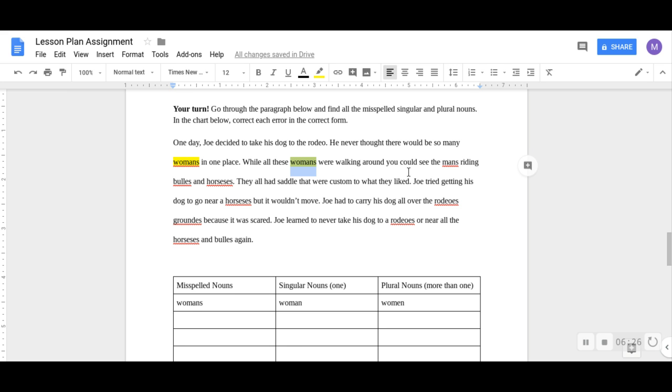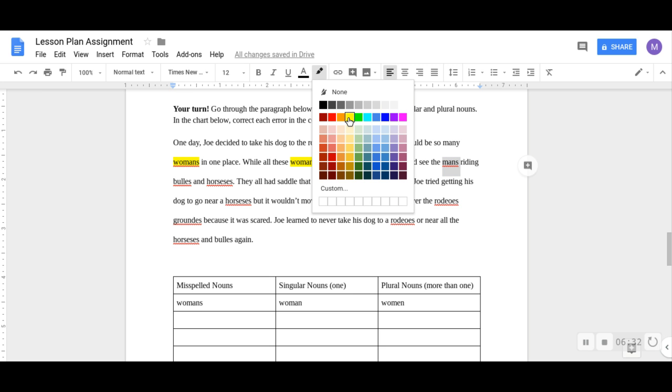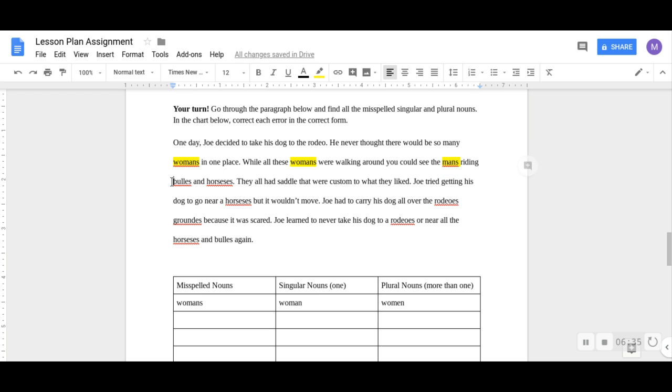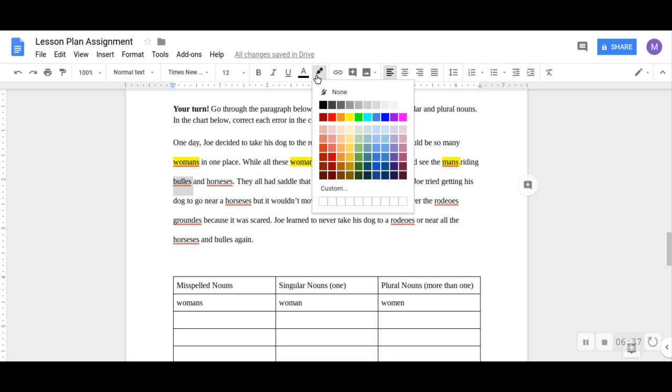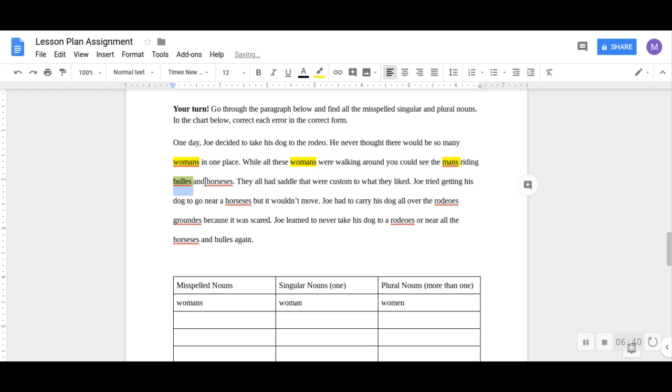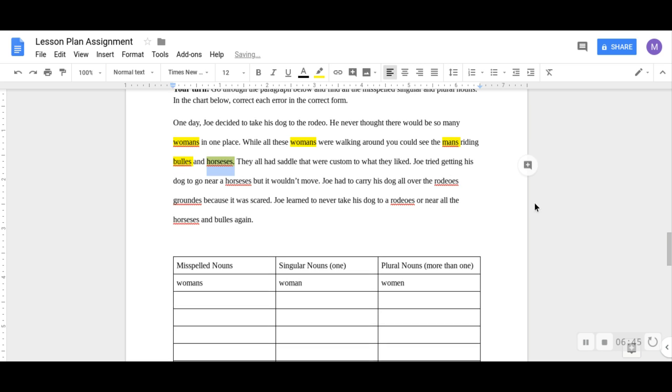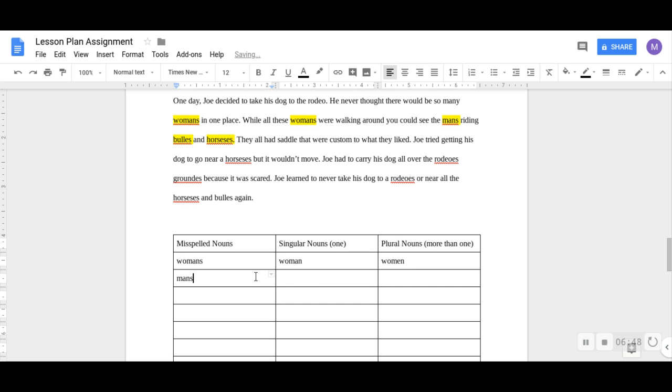We're walking around. You could see the man's riding bulls and horses. Both of those are wrong as well. So we're going to go ahead and fix those. Women's, we already showed you how to fix that one, but man's is the same way. So the singular form is man, and then the plural form is men. The next one is bulls, which when we change that one, the singular form is bull. All we're going to do is add an S.